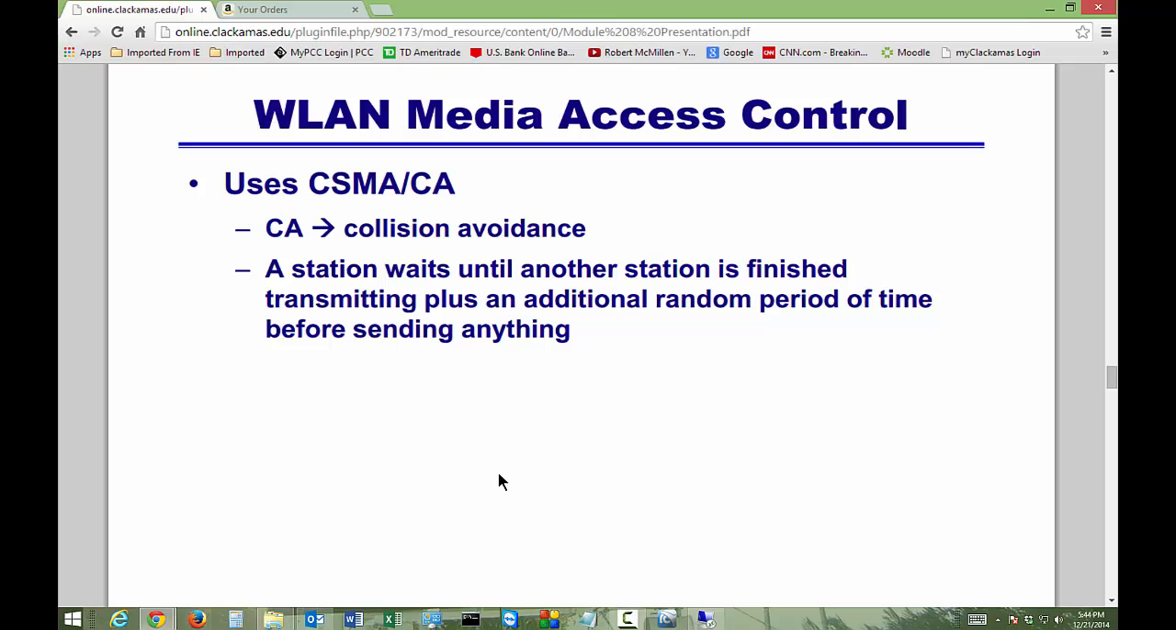Wireless LAN uses CSMA/CA. Now, we talked about CSMA/CD in one of the earlier modules, which is collision detection. Well, wireless LAN uses collision avoidance. So a station waits until another station is finished transmitting, plus an additional random amount of time, before sending anything. So it keeps from colliding with other ones by waiting for everyone to take their turn. The bad part about this is that, of course, it's much slower, but the good part is you don't have the collisions, which can be devastating to a wireless network.